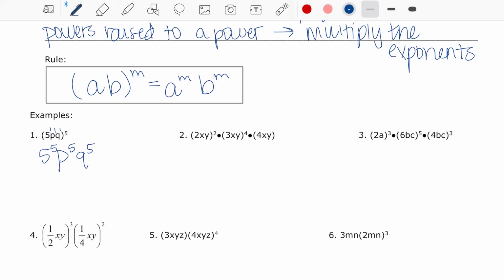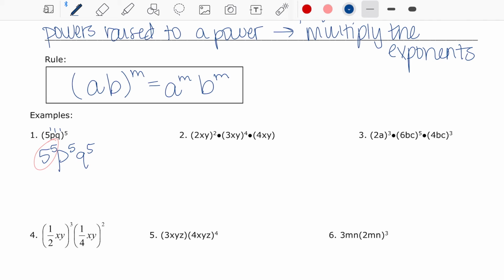Now, for sake of time, I'm not going to evaluate this 5 to the 5th right here, but you would use your calculator to find what that is, and that would be your coefficient. You would want to simplify that number all the way, and then you would have p to the 5th and then q to the 5th. But for sake of time, we are not going to do that today.